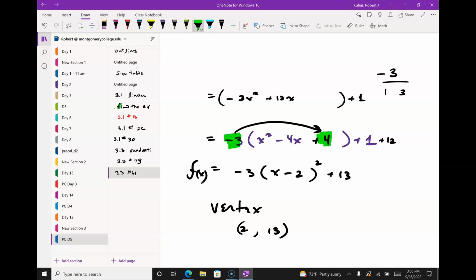And I kind of want you to do this, right? You get a negative 3x squared. You get a positive 12x. You get a negative 12. You got the positive 1. You got the positive 12. And then these pieces cancel, and you're back to the original.